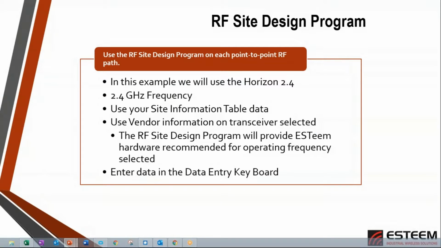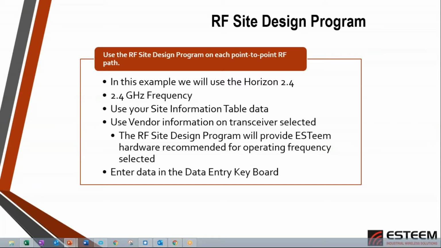The next thing we'll do for our calculation here is start with what kind of radio we're going to be dealing with. In a lot of cases, the application itself will dictate what type of radio system you'll use. So for our example here, we're going to be using our Horizon Model 2.4, which works in the 2.4 gigahertz frequency range. We're going to use the site information from the table that we just created.